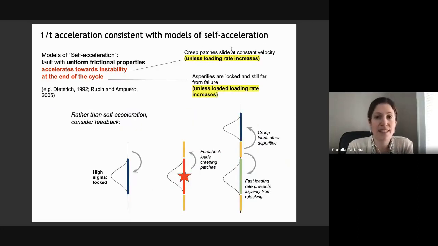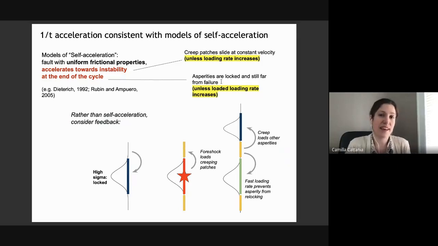So creep patches are indeed conditionally stable, so they're not going to accelerate on their own. But if the loading rate increases, they can accelerate. And we saw that earlier when we looked at the response from each foreshock. And then similarly, the asperities are far from failure, but the additional loading from creep can cause them to fail.